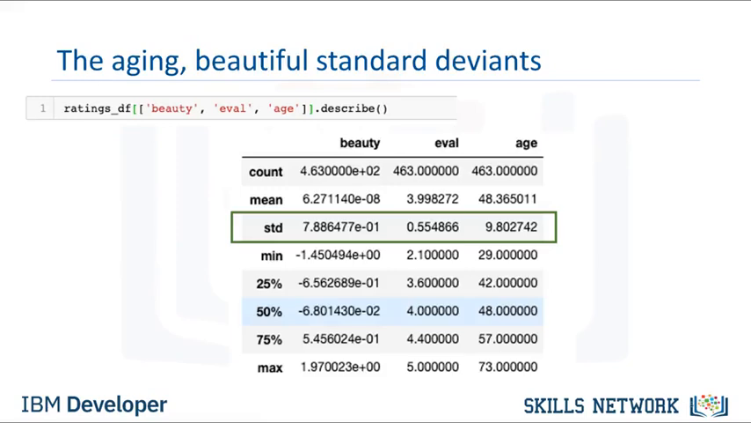We will return to our dataset and look at the variables that we computed before. You can see that the standard deviations for beauty, evaluation scores, and age were computed with the descriptive statistics using the describe function in Python.